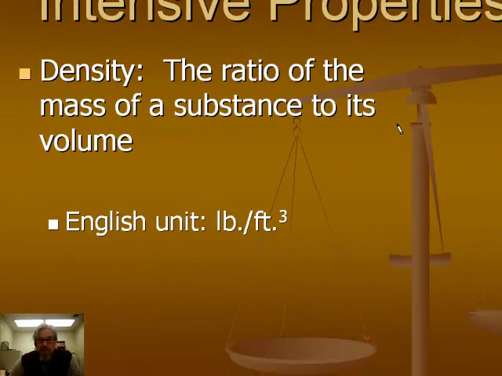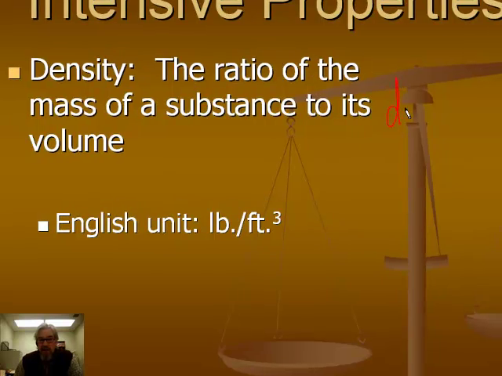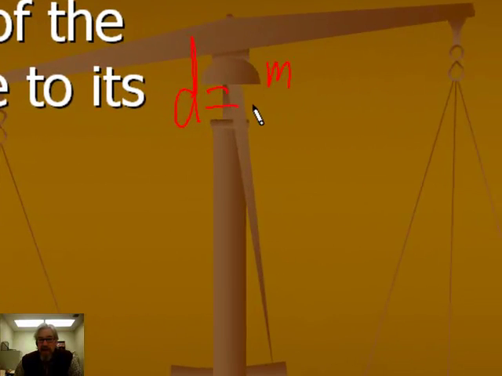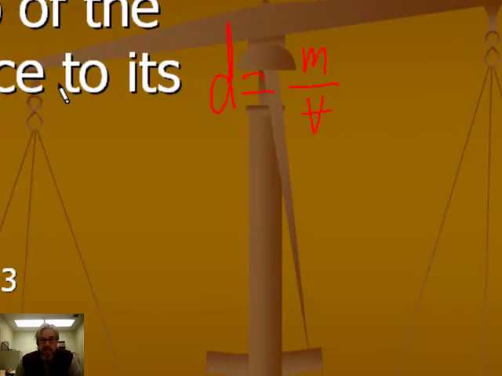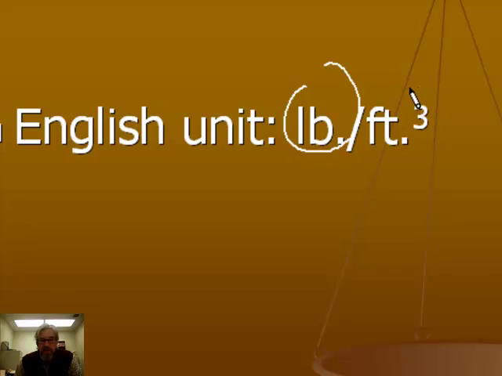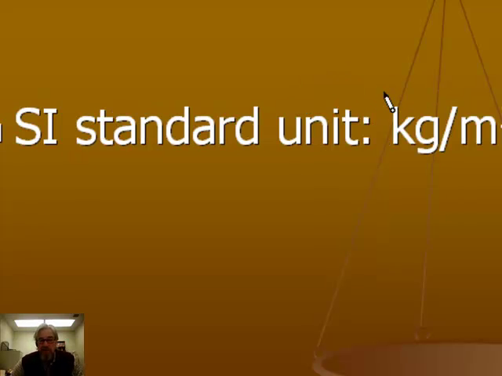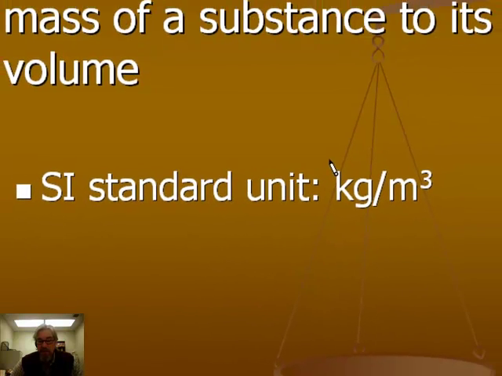Another important intensive property in chemistry is density. We talked about it briefly before. Density is the ratio of the mass of a substance to its volume. So by definition, mathematically, density is the mass of an object divided by the volume of the object. Well, mass in the English system might be measured in pounds. Volume in the English system might be measured in cubic feet or something else. So there are all kinds of different density units. The SI standard unit for density is the kilogram per cubic meter.